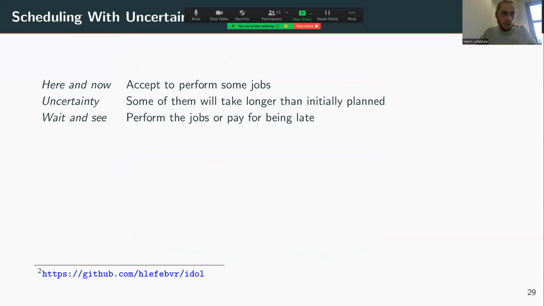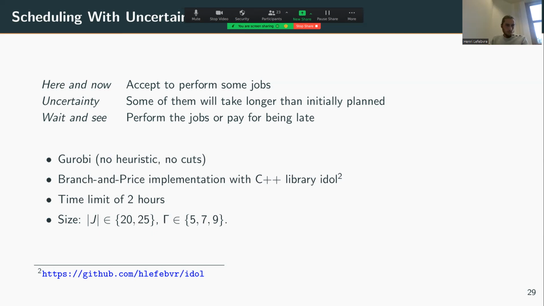All right, then we also tried our approach on a scheduling problem with uncertain processing times, where here and now you have to accept to perform a set of jobs without knowing exactly their processing times, right? So some jobs will have longer processing times than originally planned. And in the second stage, you will have to perform the jobs or to pay a penalty because you are late. Okay. Again, same implementation.